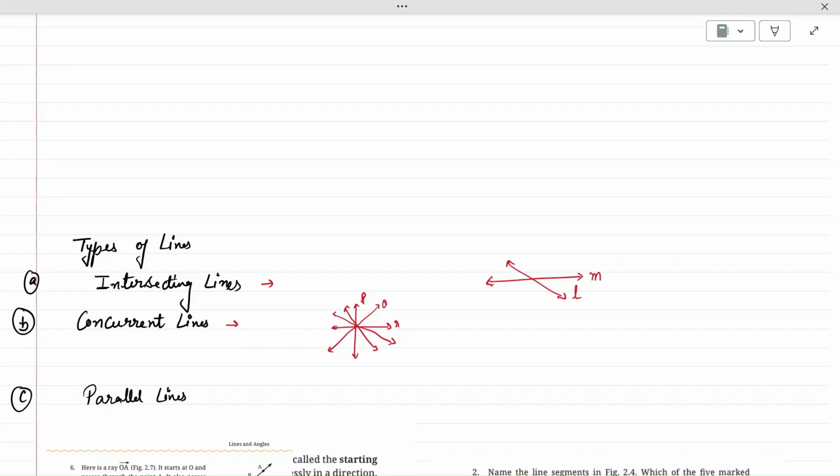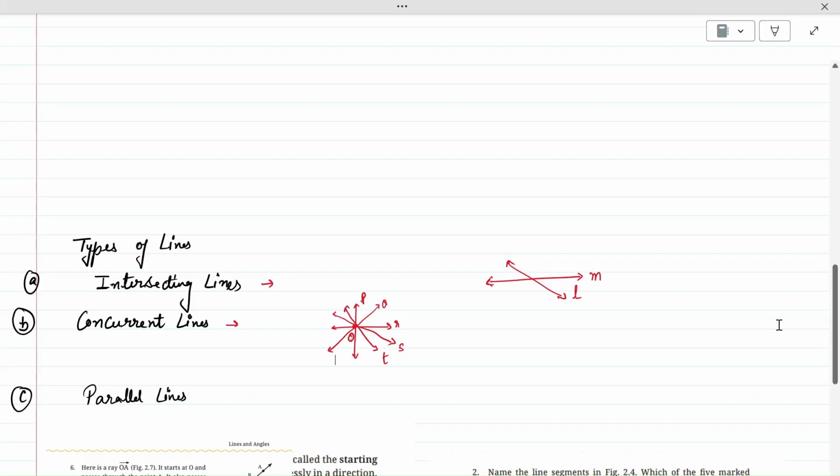This is P, this is R, this is Q, this is S, this is T. They are called concurrent lines because they all are meeting at one particular point, and we will also name this point. I'm naming it as point O. So all these lines are meeting at a point O. They are concurrent lines.